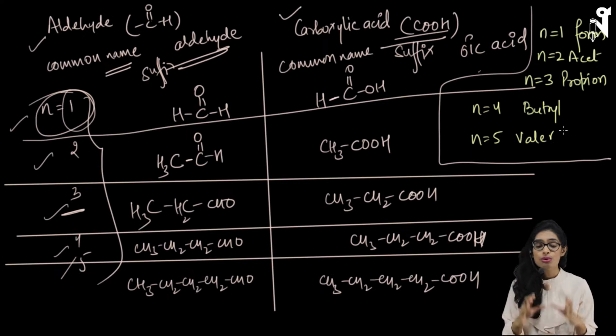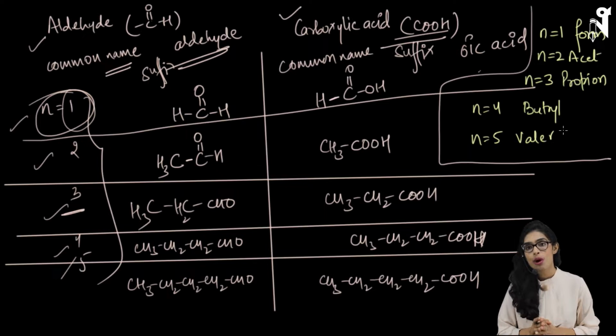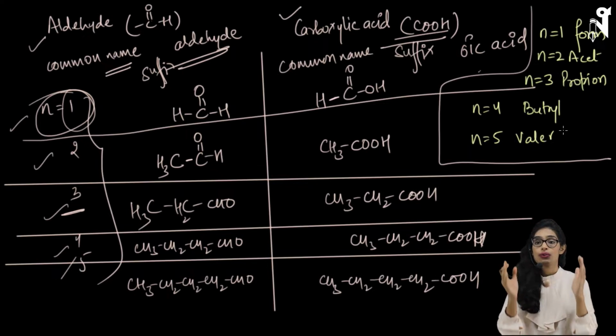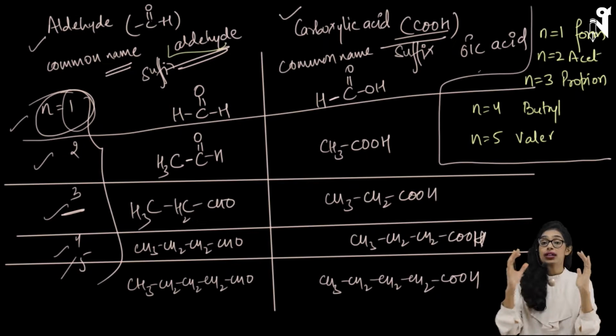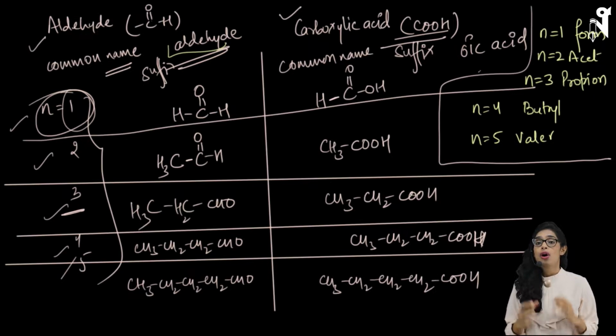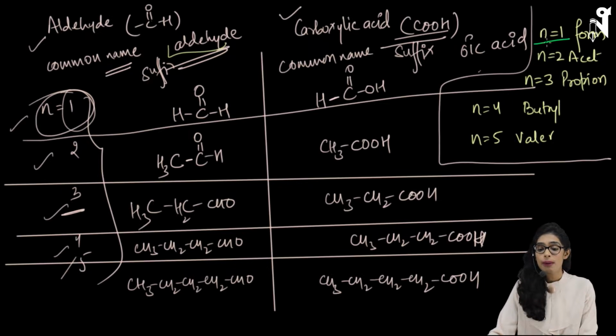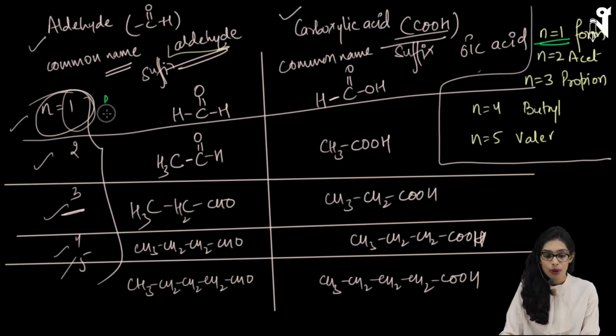So what we are going to do to give the common names to these aldehydes and carboxylic acids, I've already told you what the suffix is for aldehyde and carboxylic acid. Now we know, so we will just add word root plus suffix. That's all. For the first carbon, we have form, so the name of the compound will be formaldehyde. Here it will be formic acid.